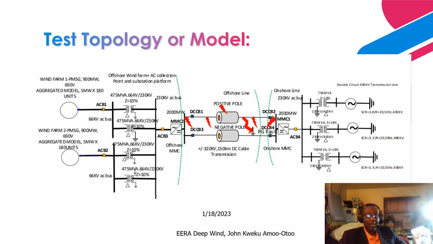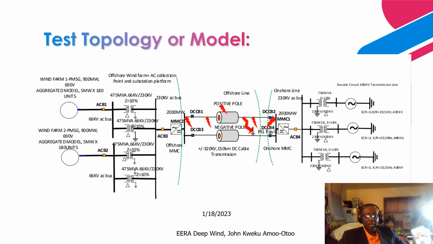Then again, DC fault is applied at 75 kilometers, that is the midpoint of the DC cable, with varying fault resistances of 5 ohms, 20 ohms, 50 ohms, and 100 ohms. Then DC fault is applied at 112.5 kilometers with the same varying resistances. Lastly, DC fault is applied at the terminal of MMC1, which is the onshore MMC converter, with fault resistances of 5 ohms, 20 ohms, 50 ohms, and 100 ohms. All these faults are pole to ground faults and pole to pole faults.